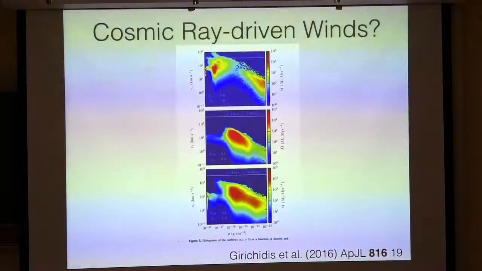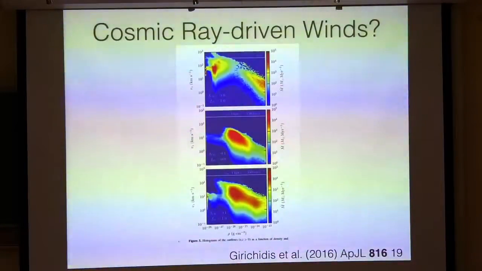In this case, this is just a supernova case. They get velocities up to several hundred kilometers a second, and there's some stuff even faster than that. Here's just cosmic rays alone. The velocities get up to 50 kilometers a second. I don't think anybody would really call that a wind. And if you have both, you actually suppress some of the emission from the supernova-driven wind, but you get up to a couple hundred kilometers a second.